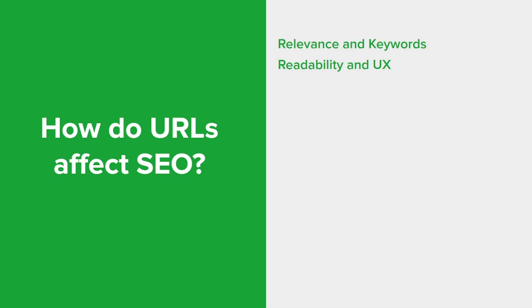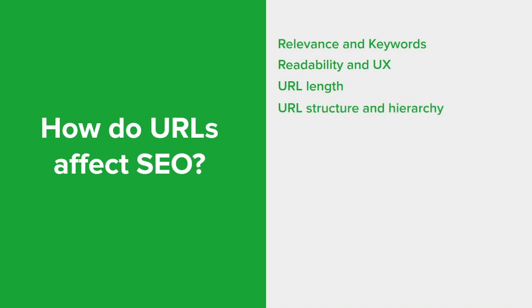User-friendly URLs that are easy to read and understand can enhance the user experience. Visitors can quickly identify what the page is about just by looking at the URL, and a clean and logical URL structure can contribute to better user engagement and may indirectly impact your SEO by reducing bounce rates and increasing time on page as well. And then shorter URLs are generally preferred over long and complex ones. They're easier to share, easier to remember, and easier for search engines to crawl. There's no specific character limit, but it's advisable to keep URLs concise and focused on the main topic.